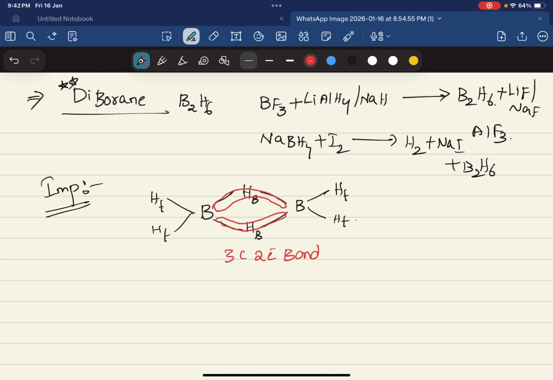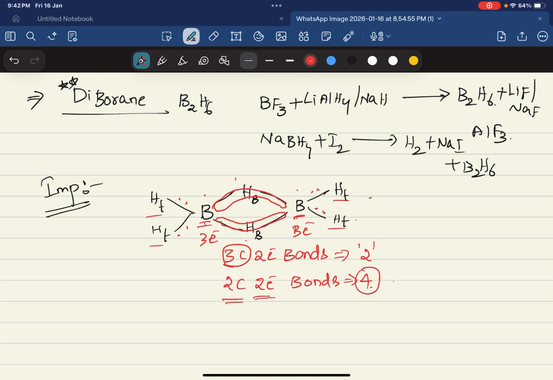So how many 3-centered 2-electron bonds are present in diboron? 2. So BHB, BHB. How many terminal hydrogen bonds are there? 2-centered 2-electron bonds, total we have 4, students. So terminal hydrogens are 4 bonds. These are normal covalent bonds, because boron contains 3 electrons only, 3 each. So with the 6 electrons, these many bonds are formed. Middle bonds are 3-centered, meaning 3 atoms are connected with 2 electrons, and 2-centered 2-electron bonds are terminal bonds.